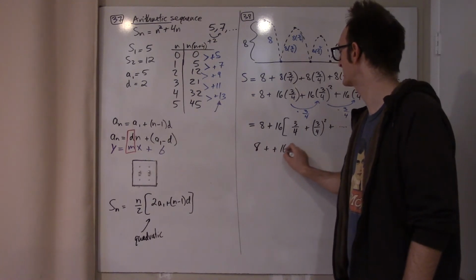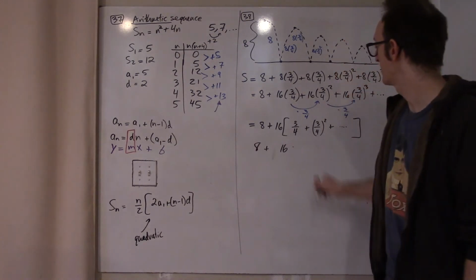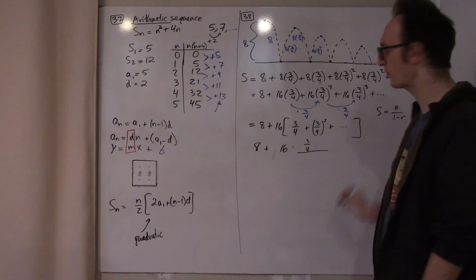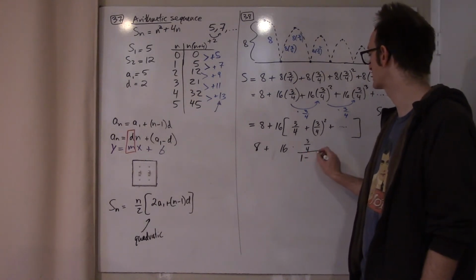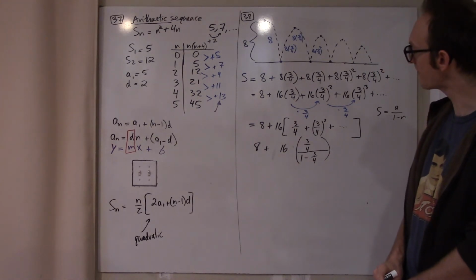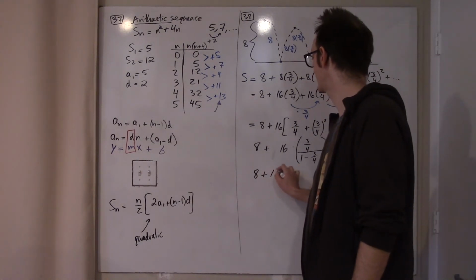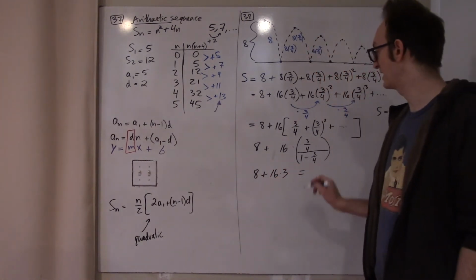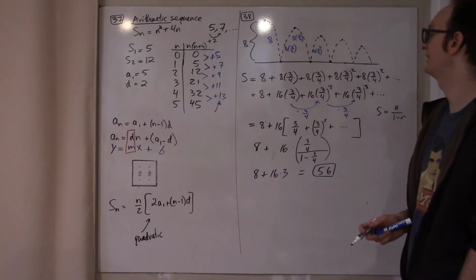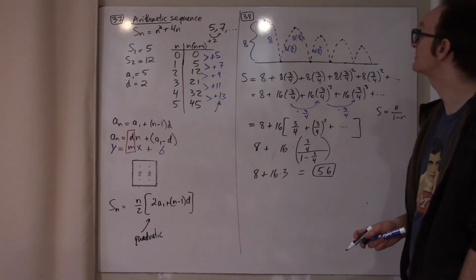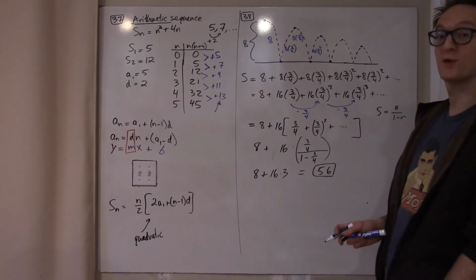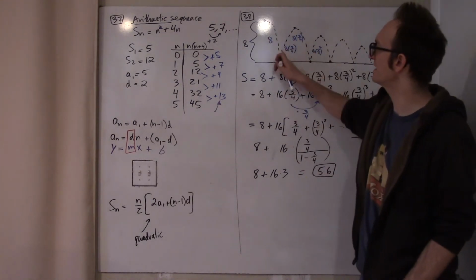It's going to be 8 plus 16 times, the first term is 3/4 over 1 minus r, which is the form I'm using right now. So this is a over 1 minus 3/4. And that is going to be 1/4 on the bottom, so that's going to be 3. So this is 8 plus 16 times 3, so that is 56. I think that's the right answer. Now, if you were off by 16, if you got 40, then it means you just totally neglected the fact that the ball's going up and down.